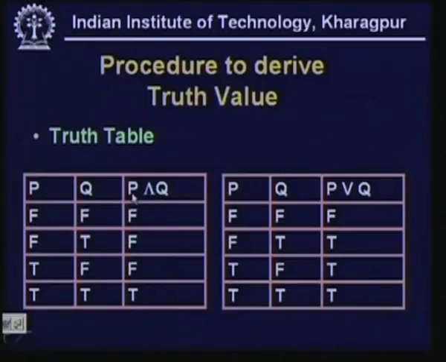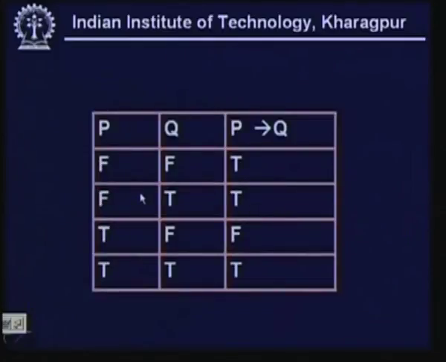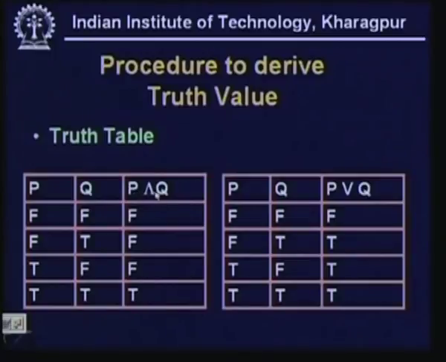So, let us see, when we talk of P and Q, you know that AND is true if both of the propositions are true. So, when this is false, false, P and Q will be false. If P is false and Q is true, then P and Q will be false, because it requires both of them to be true. True and false will become false. Only when both of them are true, it will become true.